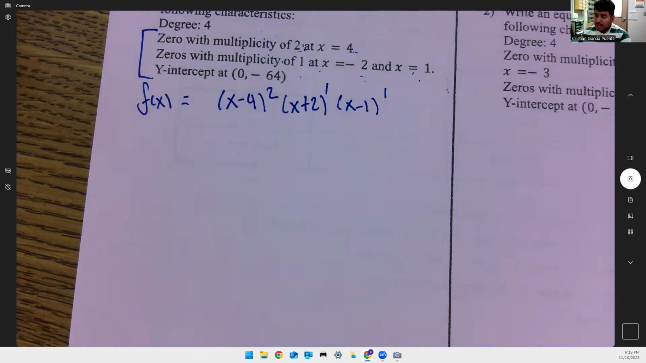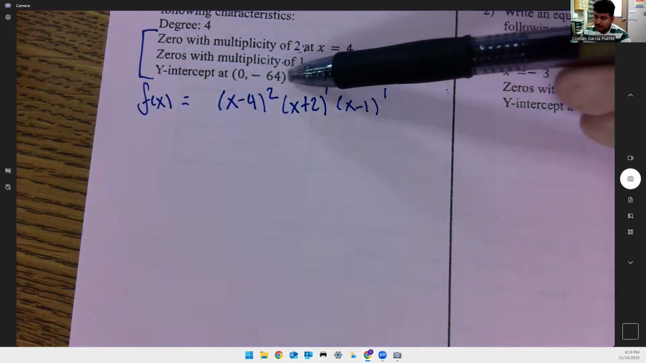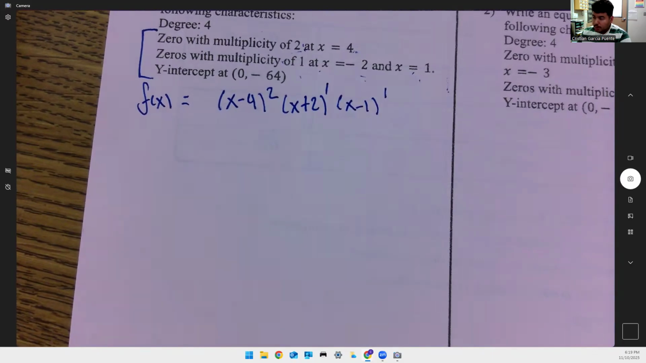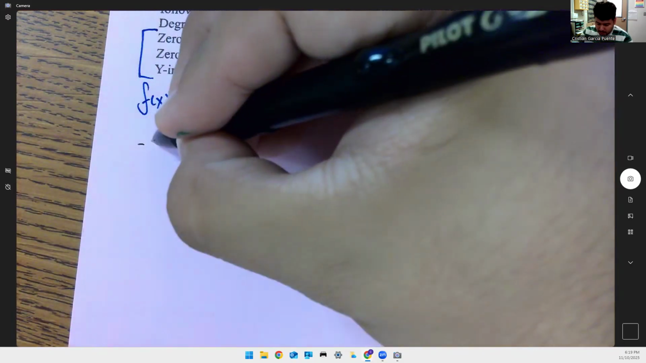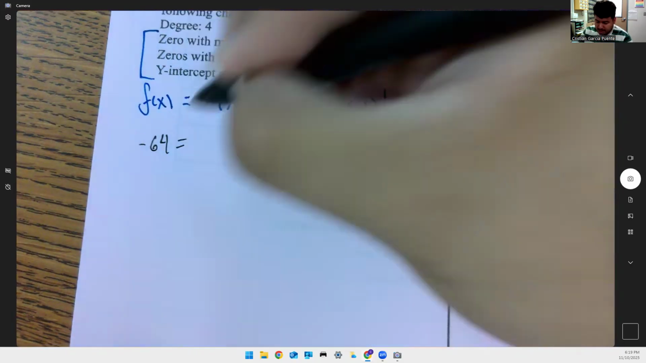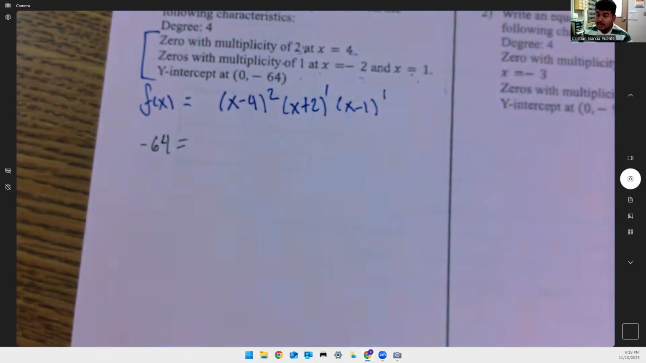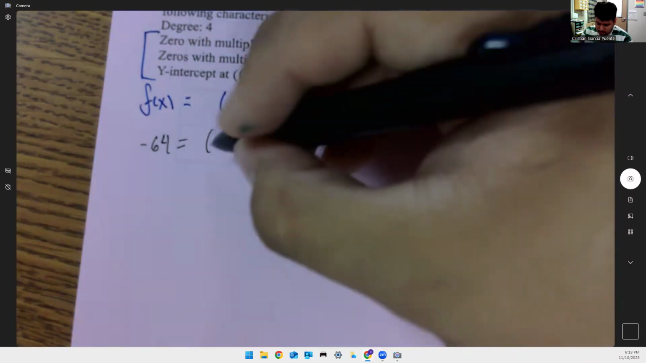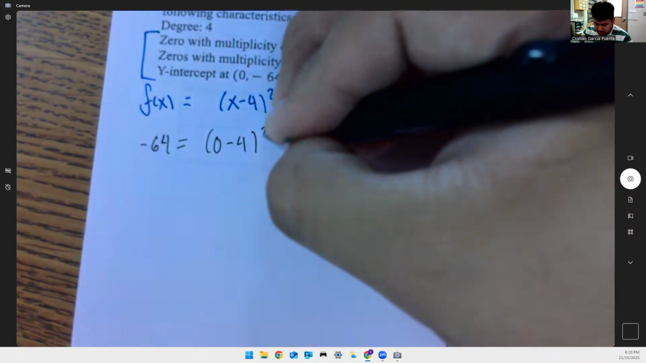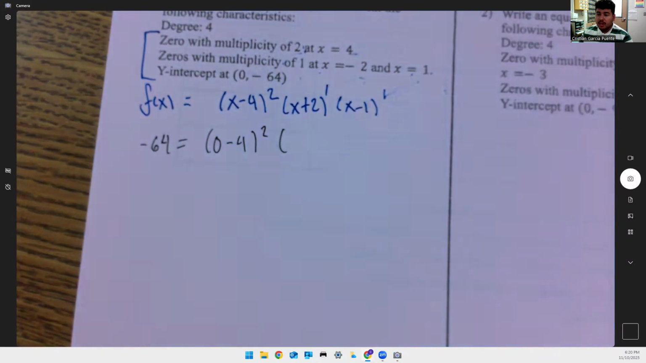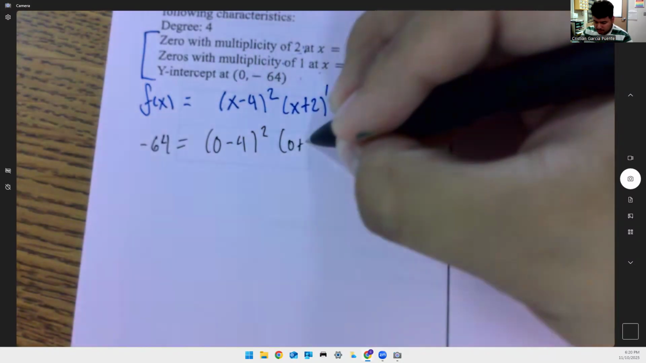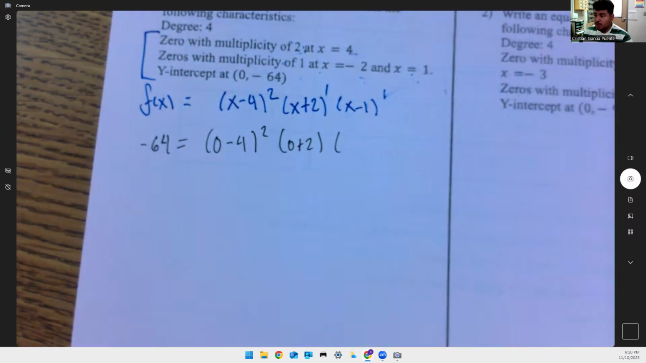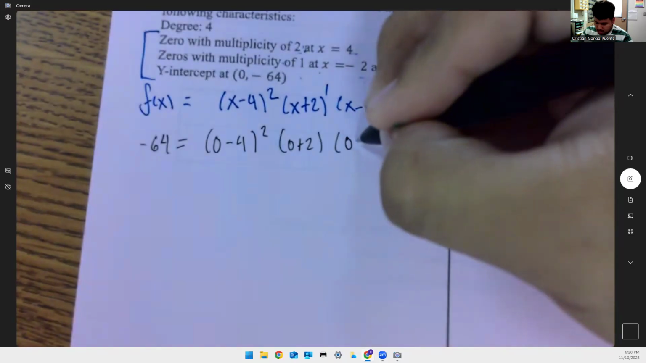Now, similar to the last one, they gave us a point right here, 0, 64. That point is what we're going to be plugging in. So over here, you're going to have negative 64 on the outside, and 0 is what you're replacing your x with, okay? We have an x right here, so we're putting 0 minus 4. We have an x here, so we're putting 0 plus 2. And then we have an x here, so we're putting a 0 minus 1.